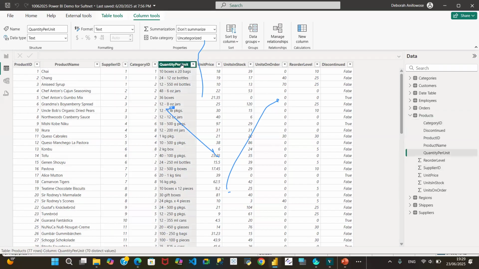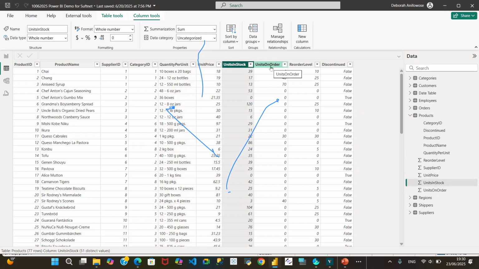Now, quantity is telling us how many is in a box. For example, this one is saying 10 boxes in 20 bags. So this is giving us how much is in each of the bags that we sell. Unit price is telling us how much we sell each unit for. Units in stock is telling us how much we have currently in stock. Units on order is telling us if we have placed a new order. Like number 2, 40 is on order right now that we are expecting. Number 1, 0, we are not expecting any.